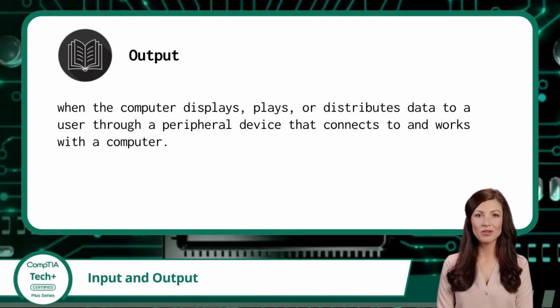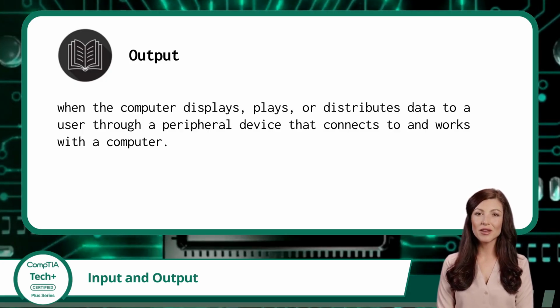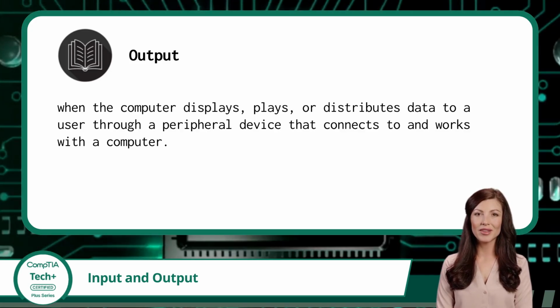Now let's look at the other side of that process, output. Output occurs when the computer displays, plays, or distributes data to a user through a peripheral device that connects to and works with a computer. This is the system's way of communicating results or feedback back to you.